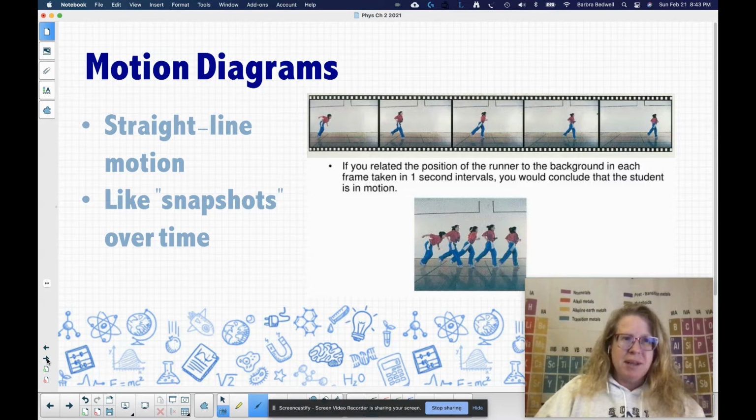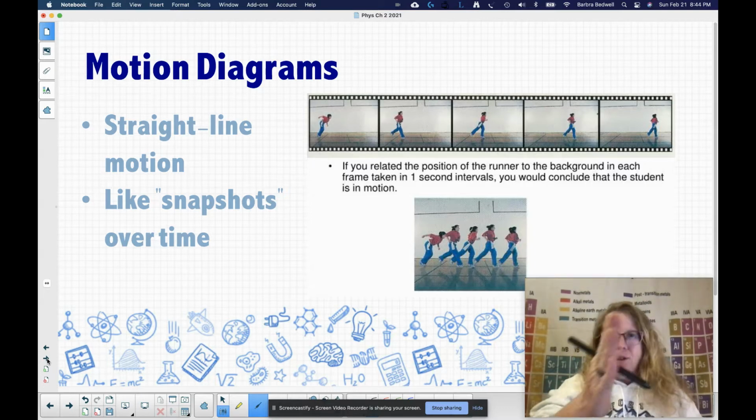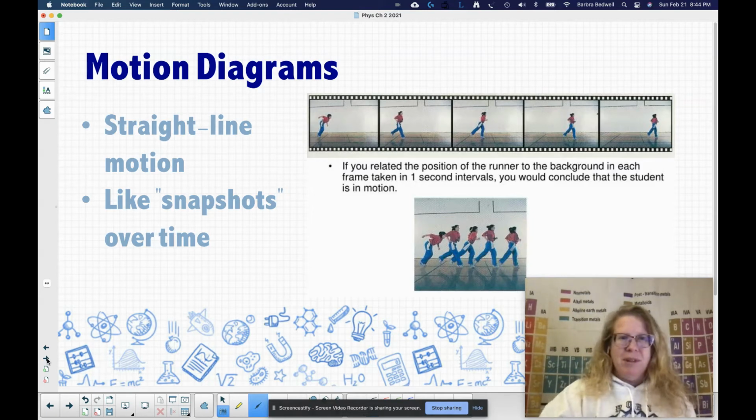And so what we're going to use is something called a motion diagram. We're actually going to simplify it even smaller than that. So this here is an image of a person who's running. For right now, we're simply going to be talking about straight line motion. We're not going to talk about what if they turn left in the middle of this. Really, all you can see is someone running from left to right or right to left, however you want to call it, across the screen.